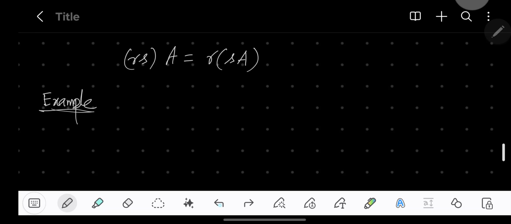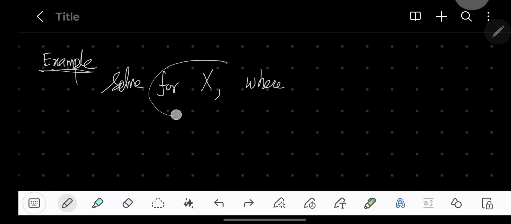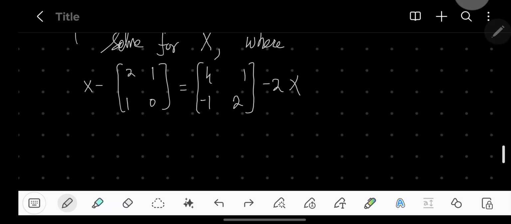Now let's solve an example which will contain all of the previous properties as well as the scalar multiplication and the matrix addition also. Let us have an equation and we have to solve that equation for x. The equation is this one. So we have this equation and we have to solve this equation for x.